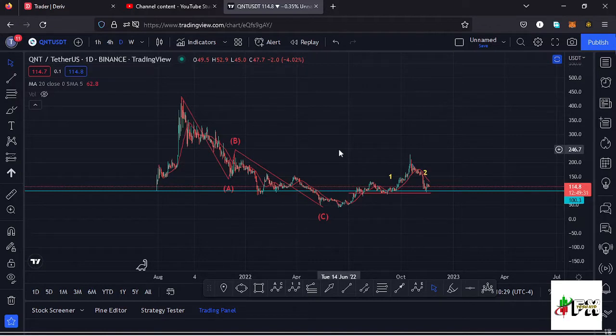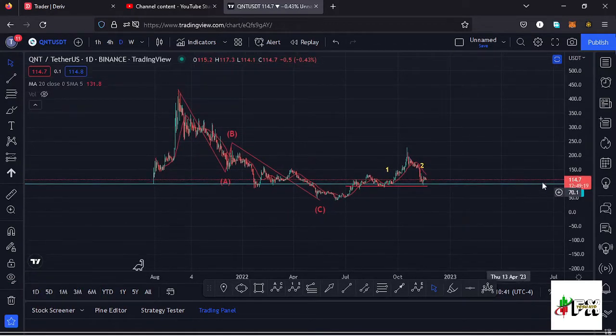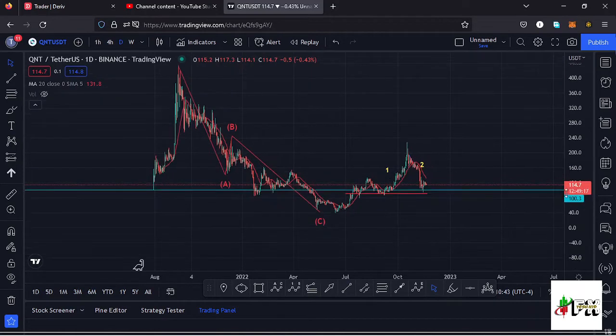And I'll kickstart the video by giving a brief of what has been happening here on the Quant chart. From the all-time high, we had been trading within this ABC corrective movement, which took us back to around the $41.2 mark, and after making that low we have been seeing a very nice bounce to the upper side, which has been obeying the Elliott wave structures.